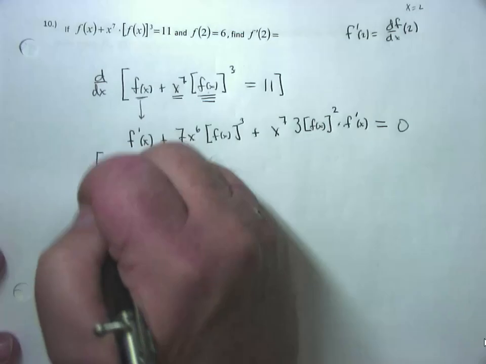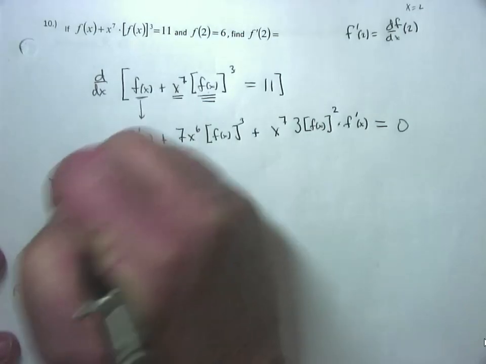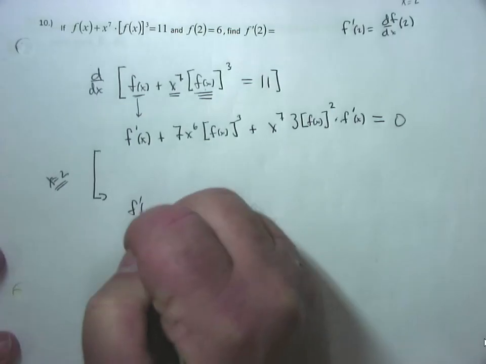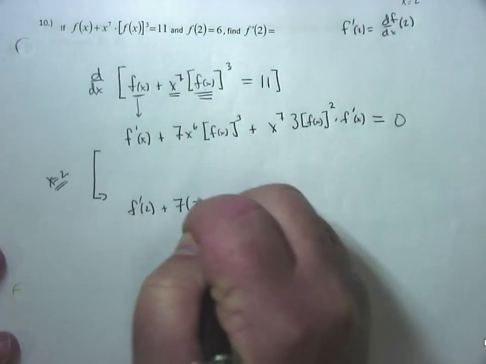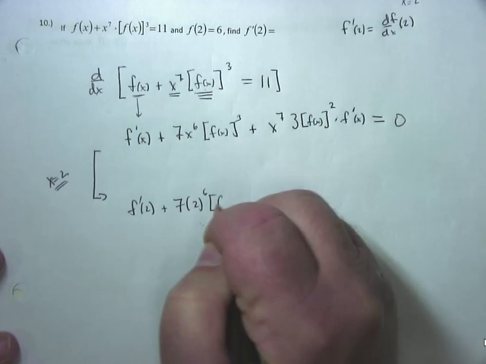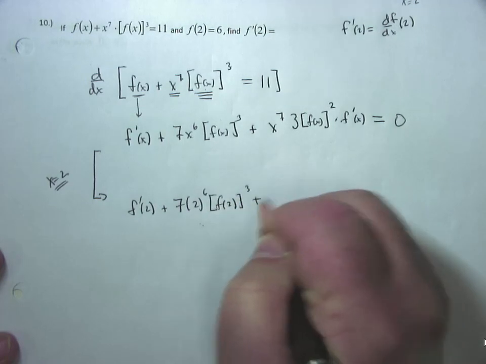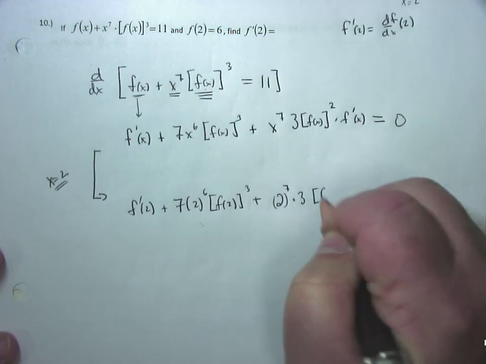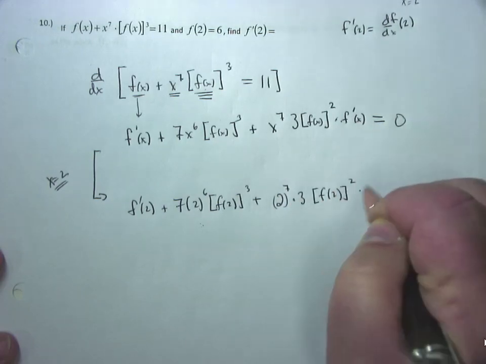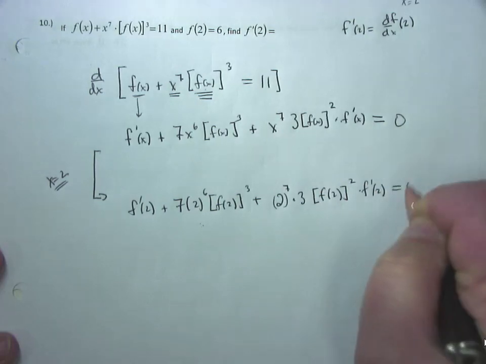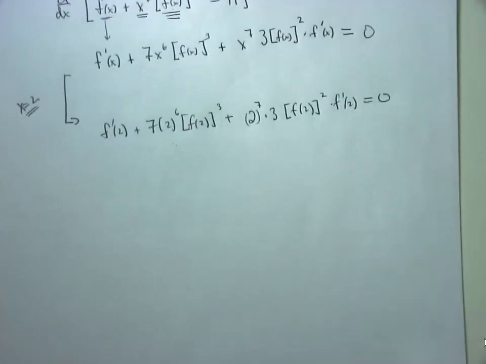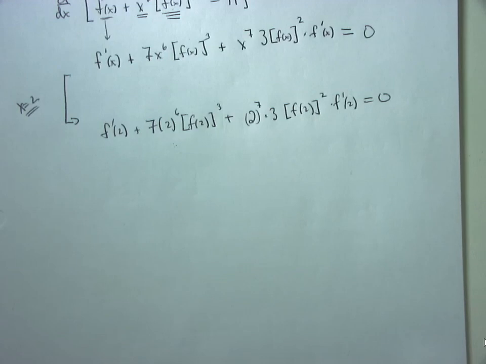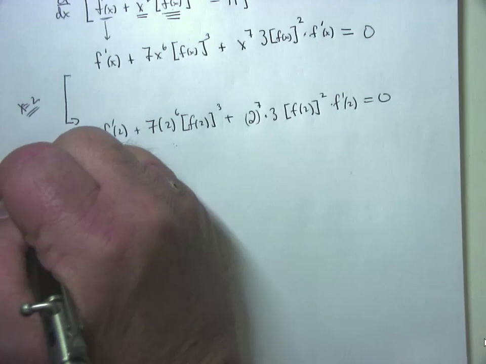So now at this point, I'm just going to go ahead and plug in x is 2. This will be f prime of 2 plus 7 times 2 to the 6 times f of 2 cubed plus 2 to the 7th times 3 times f of 2 squared times f prime of 2 equals 0. What did I do? Every x, I chunked in a 2. We're supposed to find f prime of 2, so that's going to be my variable.